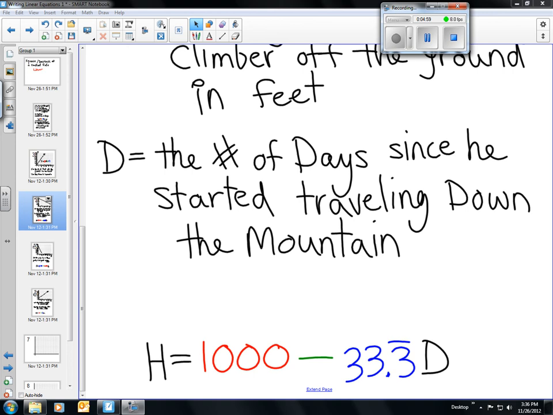So the equation we could write is 1,000 minus 33.3 repeating times d. And d here, the number of days, is our independent variable, and h is our dependent variable. So the height off the ground is completely dependent on the number of days that he's been traveling down the mountain.